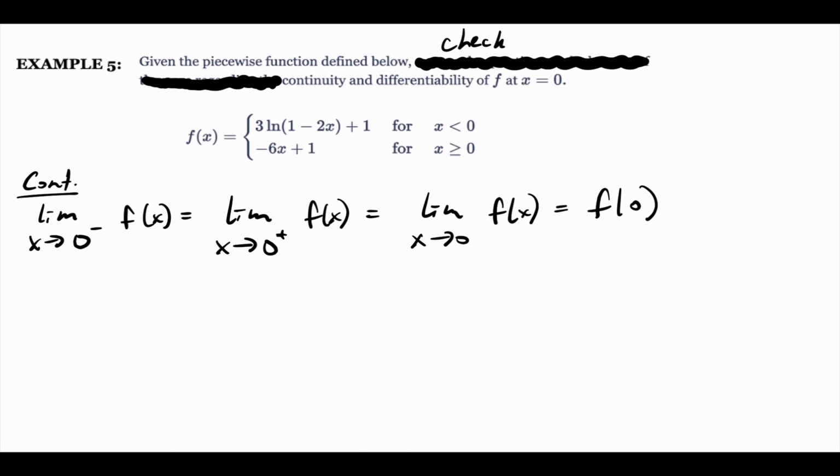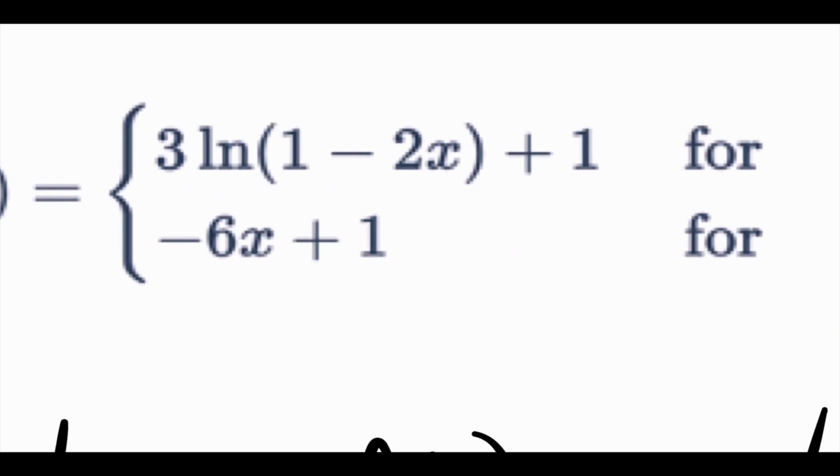What do I get? Sorry. All right, well, let's see. If I plug in 0, 2 times 0 is 0. So I get 3 times the natural log of 1 plus 1. What is the natural log of 1? What is this guy equal to?